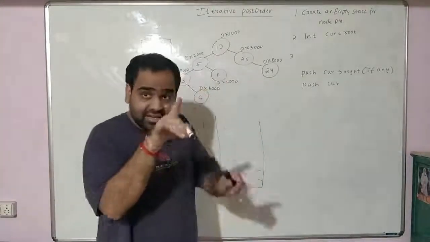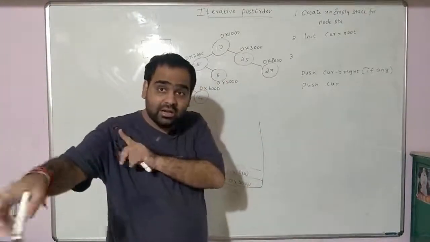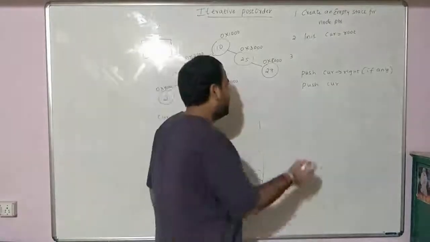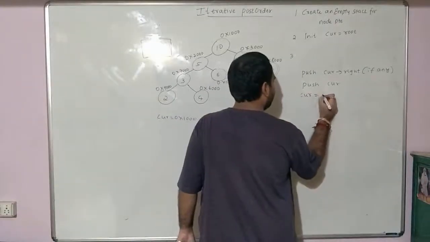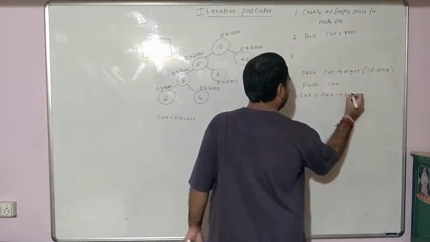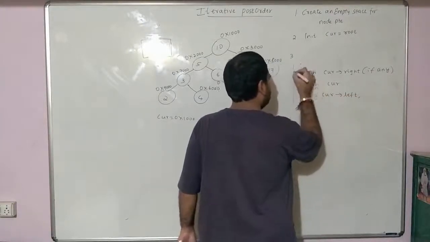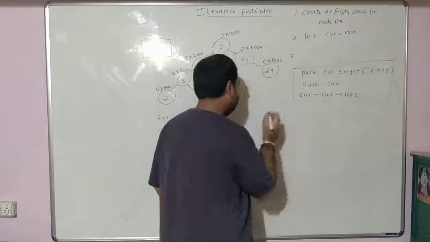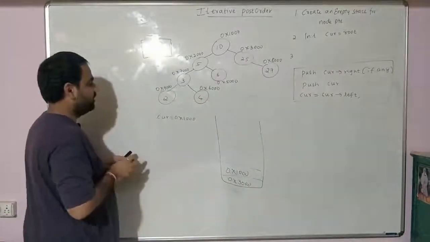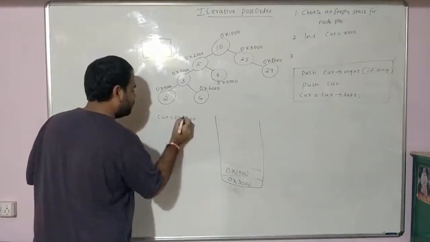Did we reach the leftmost child? No. Go to the left child then. And how do we go to the left child? We say current is equal to current arrow left. Now, what is 1000 arrow left? 1000 arrow left is 2000.